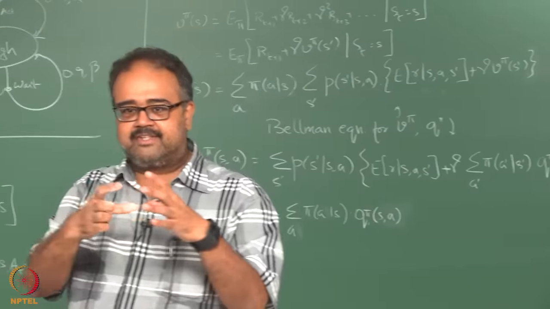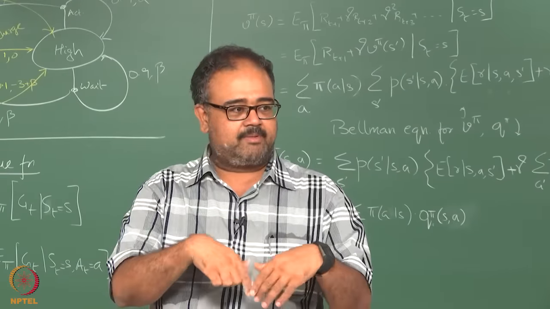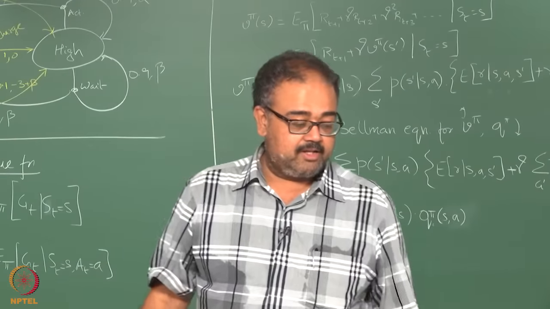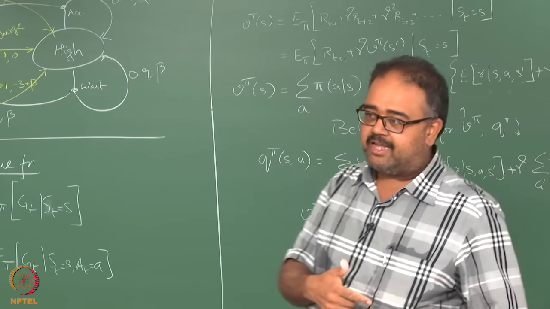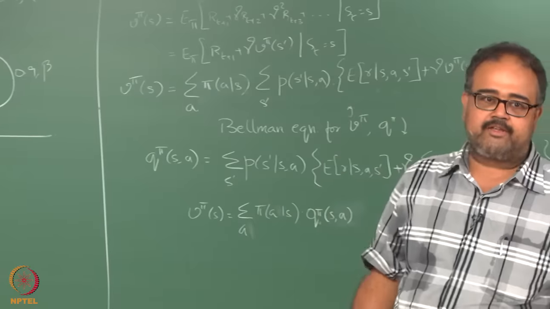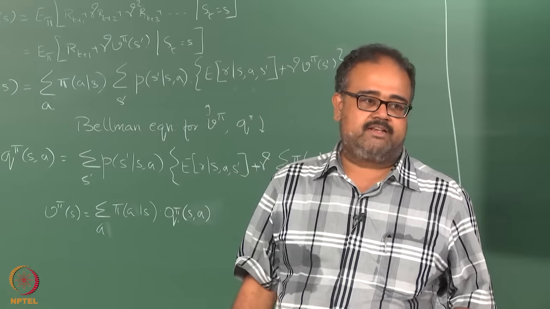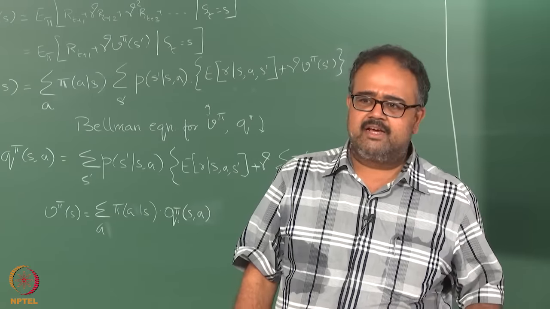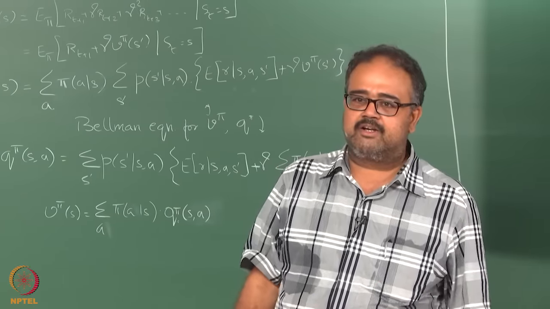How do you cast it as an MDP and then come up with a way of solving it? Because when you actually cast it as an MDP, you ended up with a few million states, not variables, a few million states. And how do you go about solving that problem? It was not at all clear.